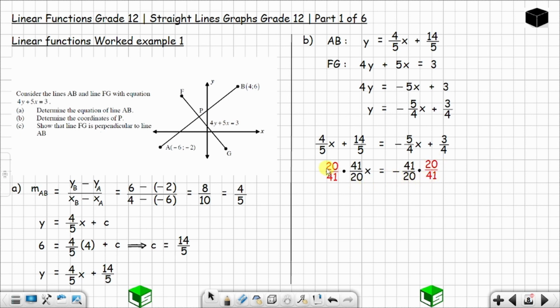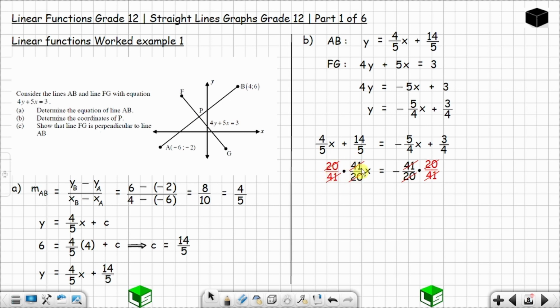Okay, so this 20 and this 20 will cancel, this 41 and this 41 will cancel. You can also cancel on the right. You have 41 and 41 will cancel. You have 20 and 20 will cancel. So you only remain with 1, right?